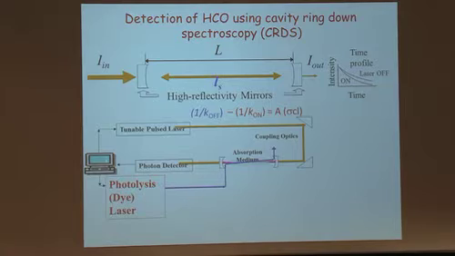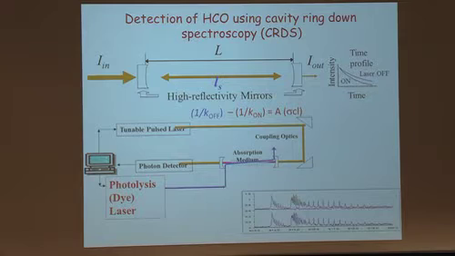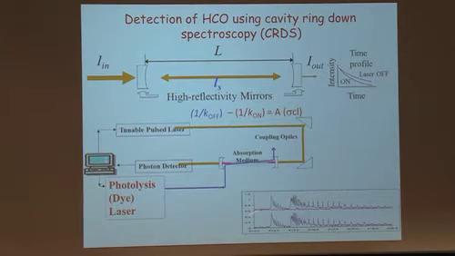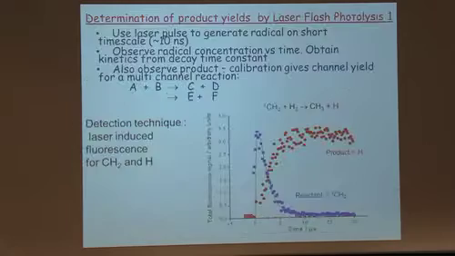So there's the way in which you set it up, the tunable pulse laser going into this cavity, and then you're measuring the intensity using these photodetectors. And we've applied this to HCO radicals, and this is a spectrum of HCO, so we set our laser at a particular frequency at which HCO absorbs.